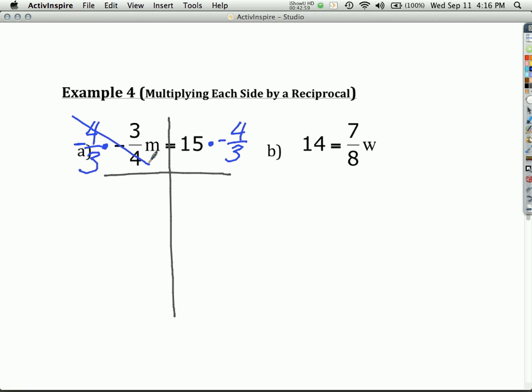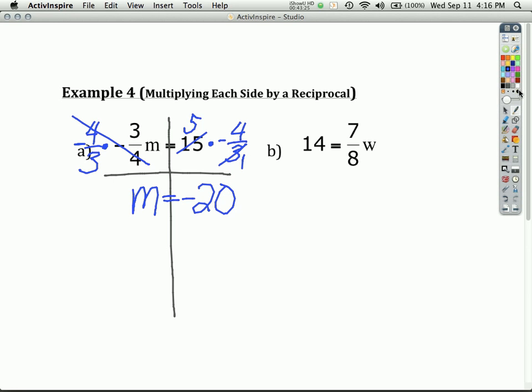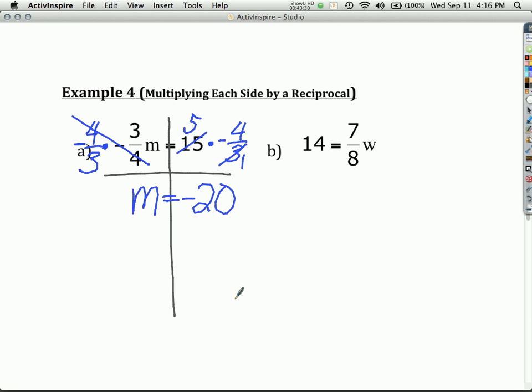This will cancel out, and we're left with m equals. And now I am not doing a lesson on how to multiply a whole number times a fraction. So if you don't get it, I cannot help you right now. But when you multiply this, 3 and 15 have a common factor. That's a 1, that's a 5. 5 times negative 4 is negative 20. So the value that we got as the solution is negative 20. Now I want to check and see if that makes sense. And is 3/4 of 20 15? Yeah, it is. So that is the correct solution.